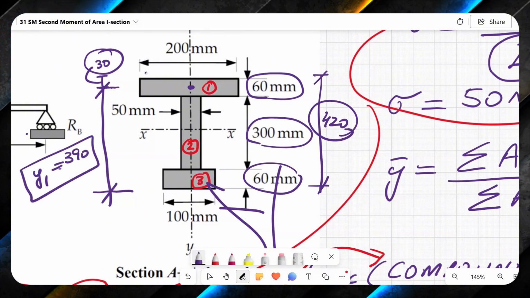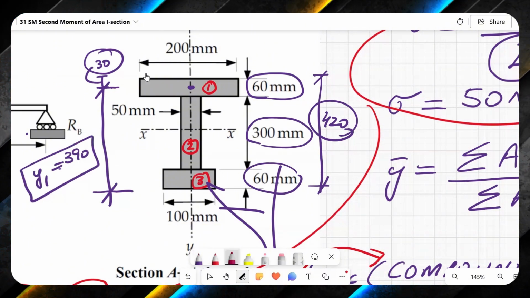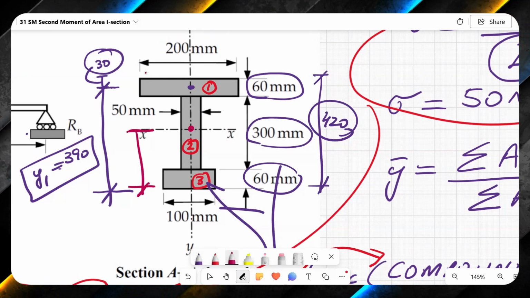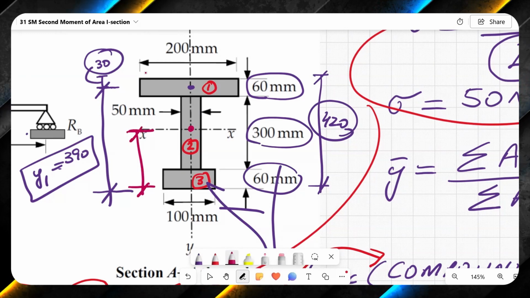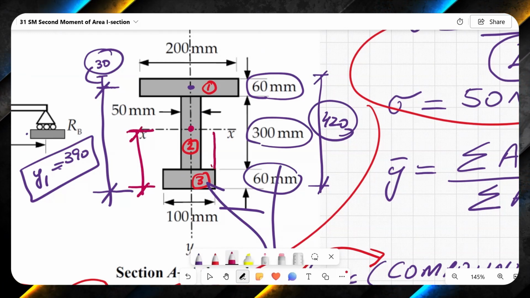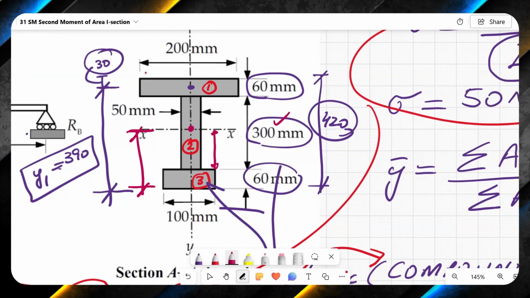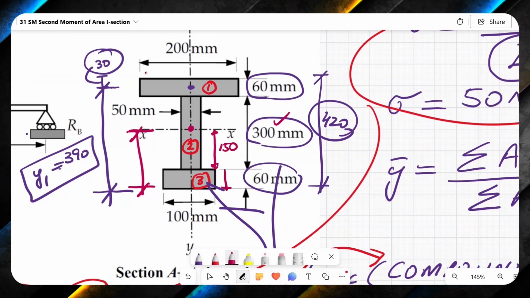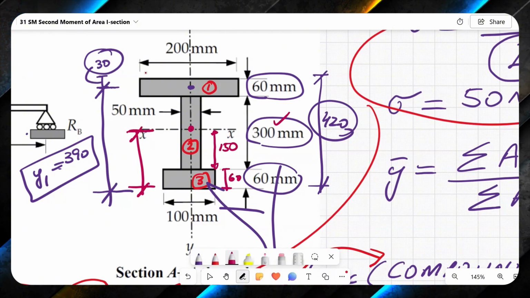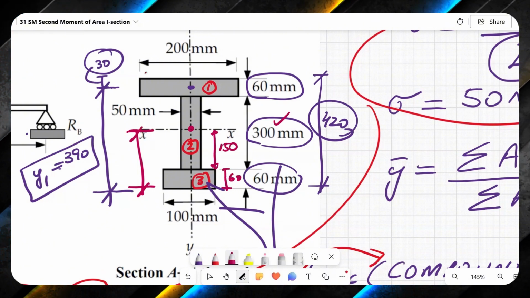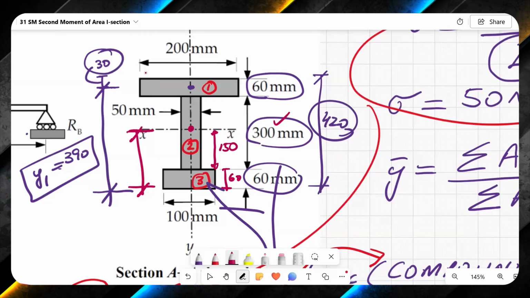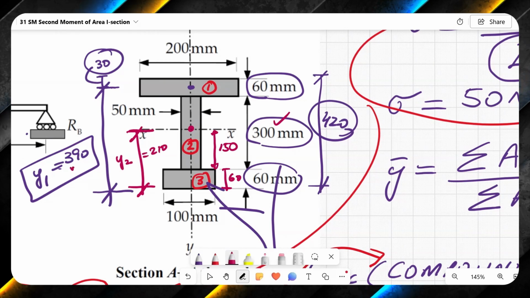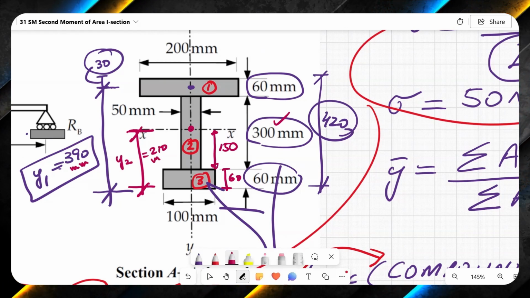And how about y2? Y2 is distance from center of second area all the way to bottom. Distance from second area to this point is half of 300, which is 150. So 150 plus this distance is 60. So 150 plus 60 will give me 210. So I can say y2 is equal to 210. This is millimeters and this is millimeters as well.